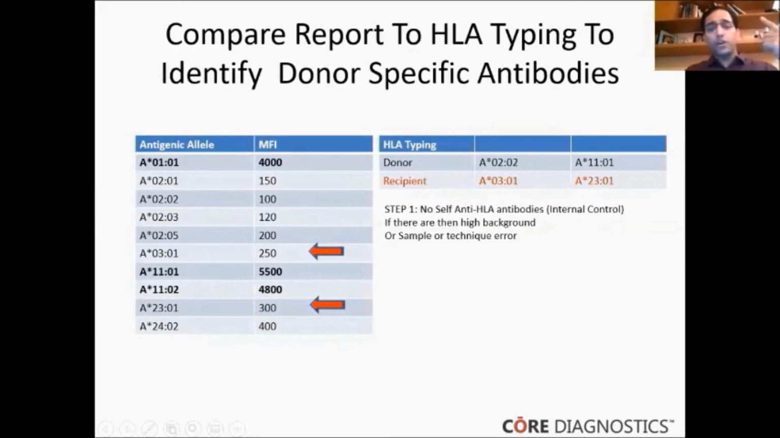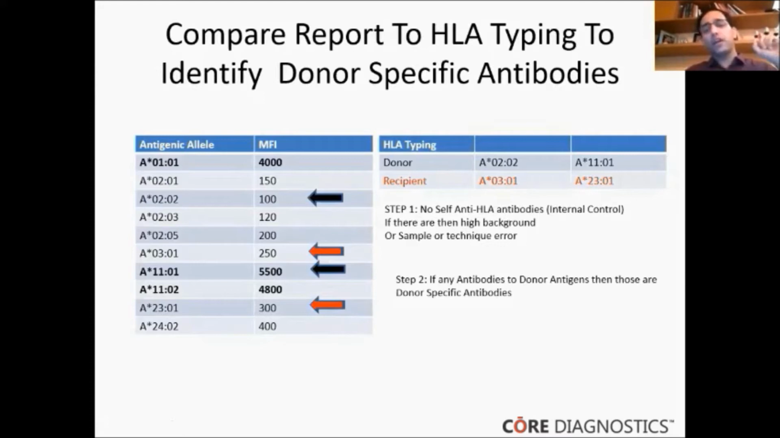Then you look at the donor typing. So the black arrows are for the donor typing. And so now you know that there is an 1101 antibody, which is donor specific. So the A11 antibodies are donor specific, while the A01 is an anti-HLA antibody, but it is not against the donor. So it is not a donor specific antibody.